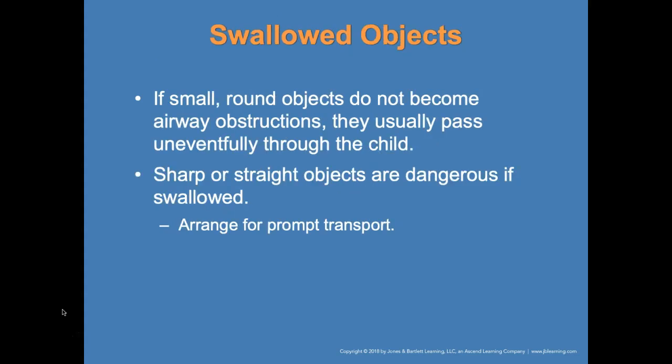So, swallowed objects. If small round objects do not become airway obstructions, they usually pass uneventfully through the child. Sharp or straight objects can be dangerous if swallowed, and we need to arrange for prompt transport. Small round objects like marbles, beads, coins, buttons, stuff like that, they usually get swallowed and passed by the child. With those sharp or straight objects, we need to get them transported because there's a possibility of airway perforation, abdominal perforation, stuff like that. So we need to get them transported so they can get taken care of.